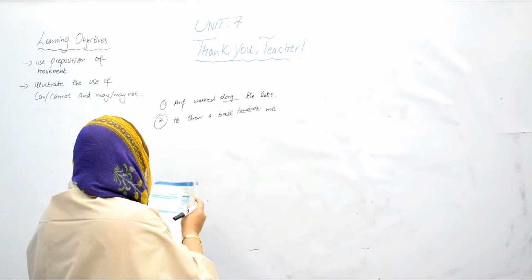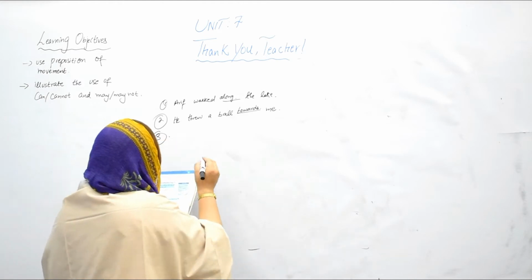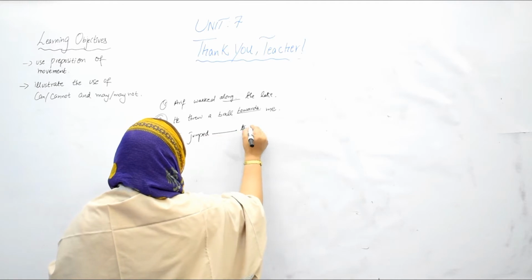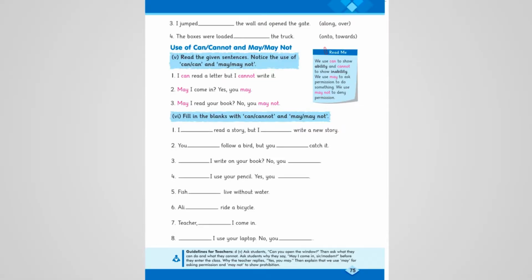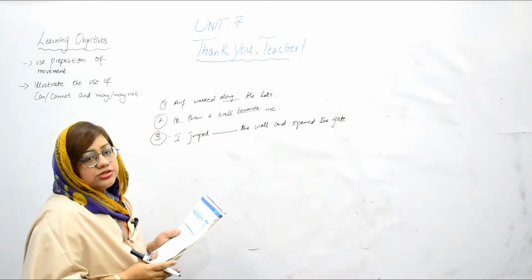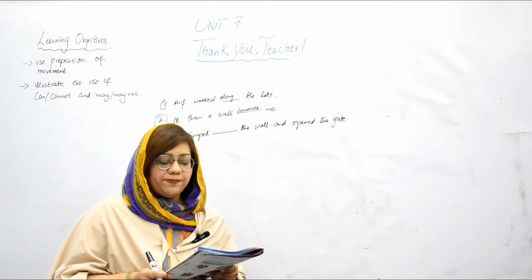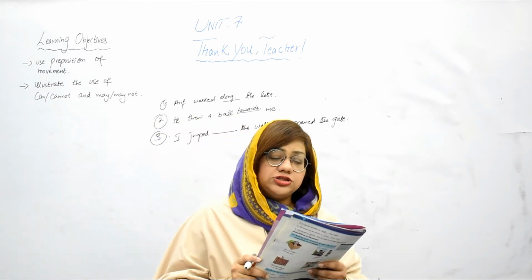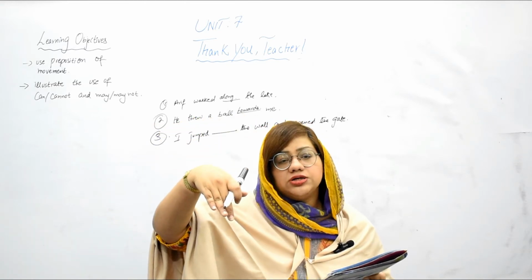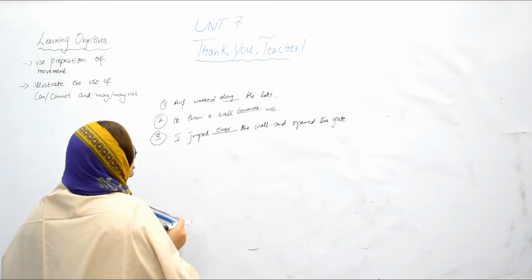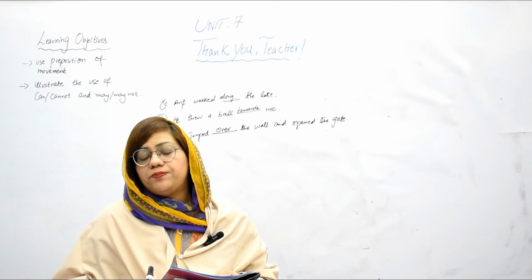Now look at the third one. I jumped dash the wall and opened the gate. Now see this, students. There are two options, along and over. Which one is the best? I jumped along the wall or over the wall? Yes, over. I jumped over the wall. That is the correct preposition.